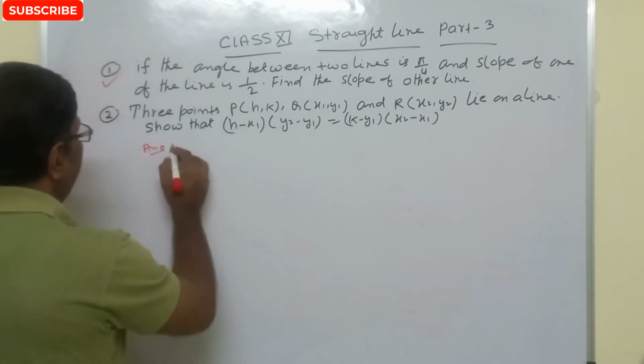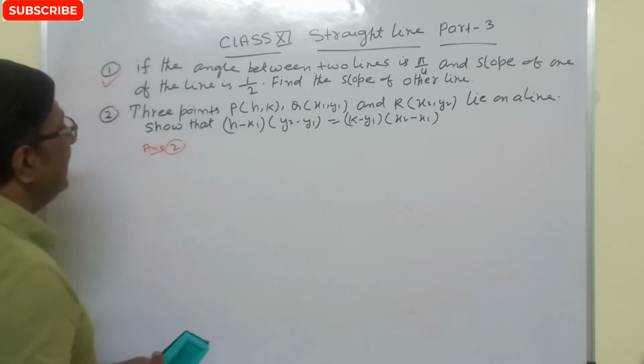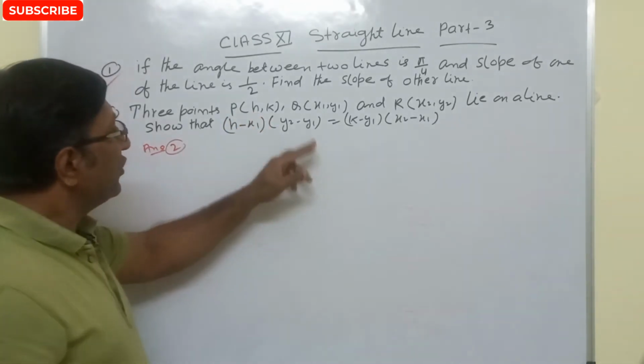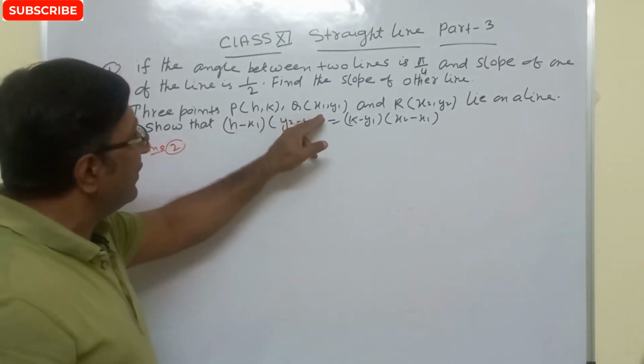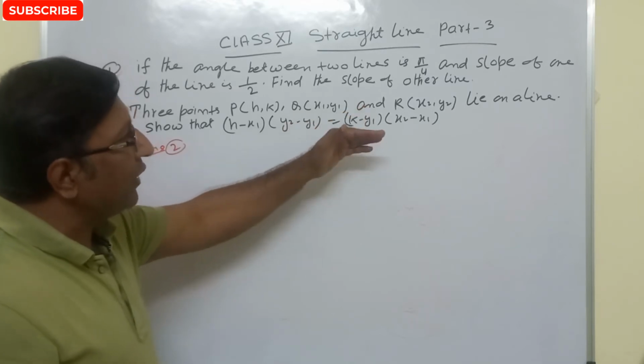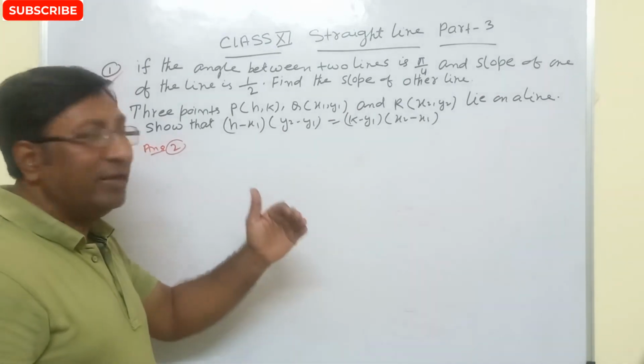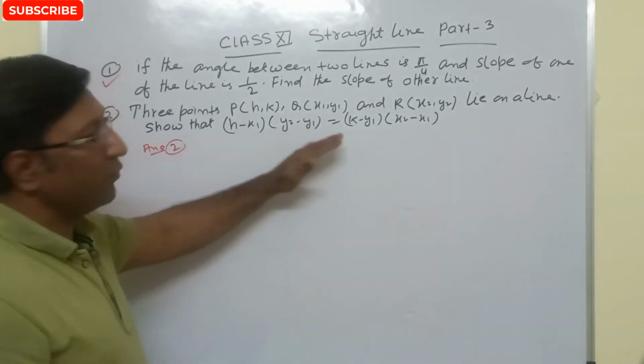नेक्स्ट क्वेश्चन भी काफी इंपॉर्टेंट क्वेश्चन है। 3 पॉइंट्स, that is P point whose coordinates are (h, k), Q point whose coordinates are (x1, y1), and R point whose coordinates are (x2, y2) lie on a line, that way all these 3 points are collinear, then we have to show this, okay?